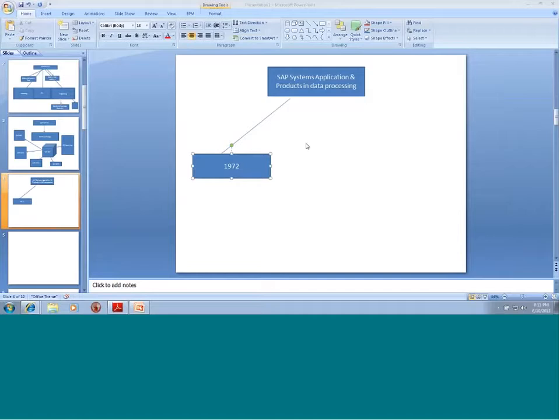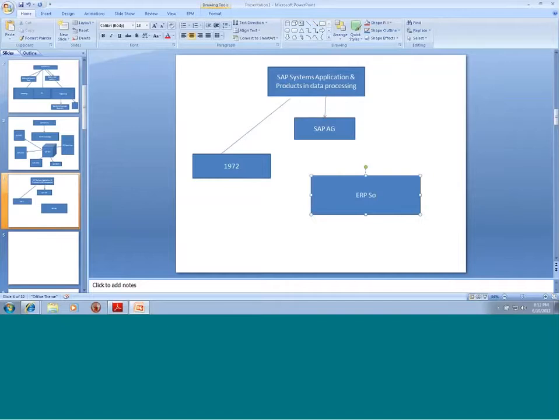All right. So in the year 1972, six IBM guys came out of IBM and started a new company called SAP. It was started in Germany, and that's why SAP is always referred to as SAP AG. All German companies are referred to with an AG at the end of the company name, and that's how the naming convention is. So let's talk about SAP. The SAP system is an ERP solution.